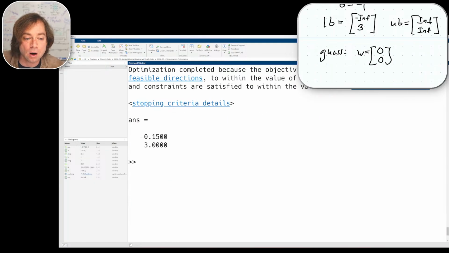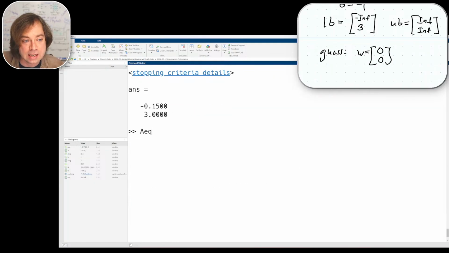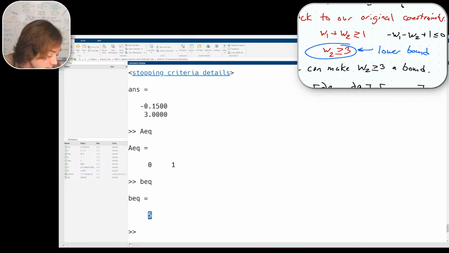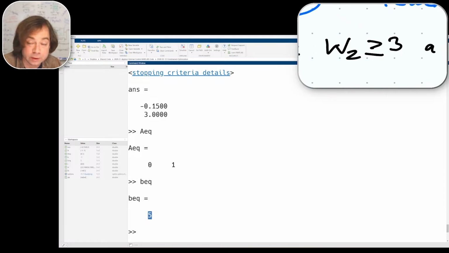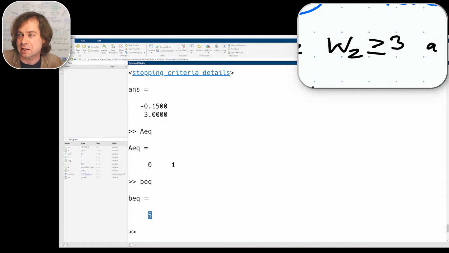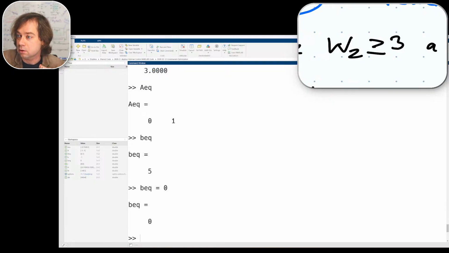Let's go back to our Aeq and beq for our equality constraints. We said that, hey, if we have equality constraints, let's set W2 equal to 5. What if we said W2 must be equal to 0? Well, that would be bad because we've also told it that W3 must be greater than 3. And because 0 is not greater than 3, it's impossible. We can give it an impossible problem. So the way we can do that is we say, hey, if beq is equal instead of 5 to 0, now we're going to make W2 equal to 0.